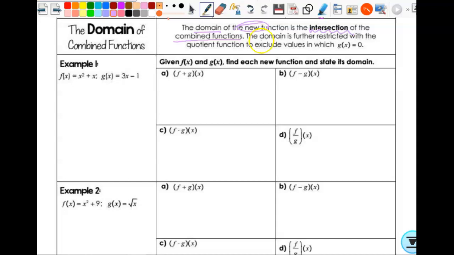Then it says the domain is further restricted with the quotient function to exclude values in which g of x equals 0. So basically, once we find the combined domain, that works for addition, subtraction, and multiplication, but then we have to revisit it for division because there are some further restrictions. Okay? All right, so let's see what all that means.